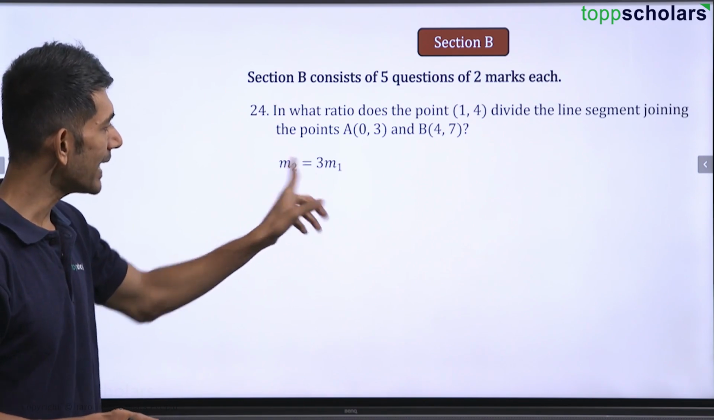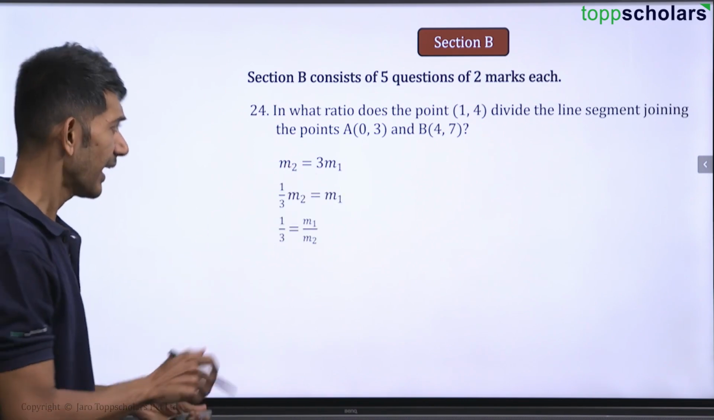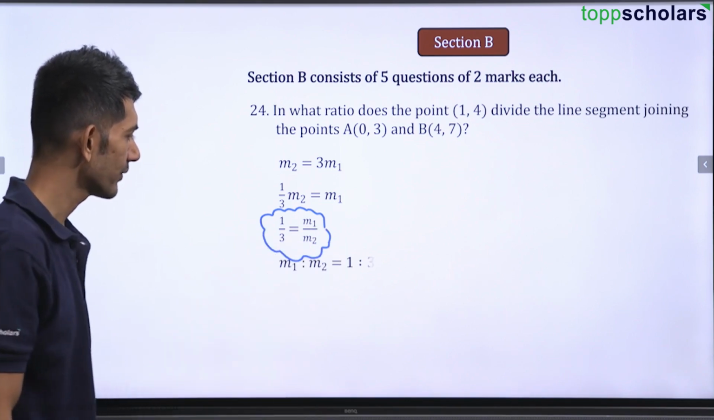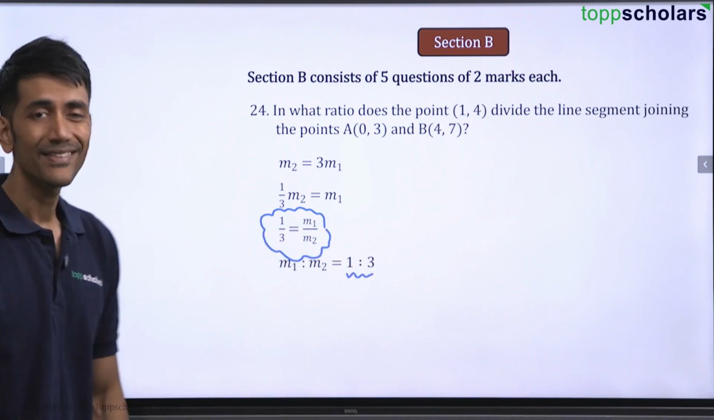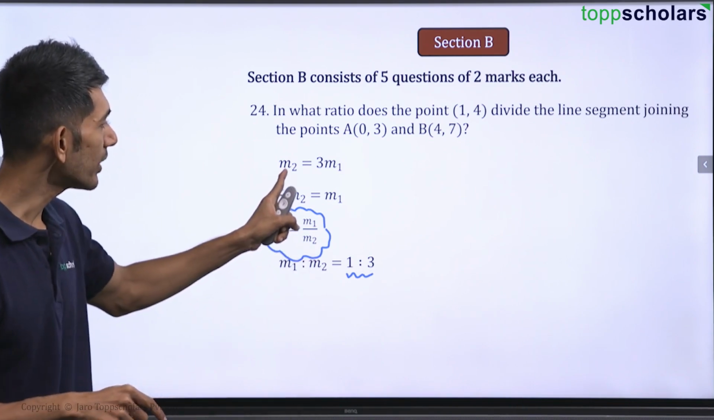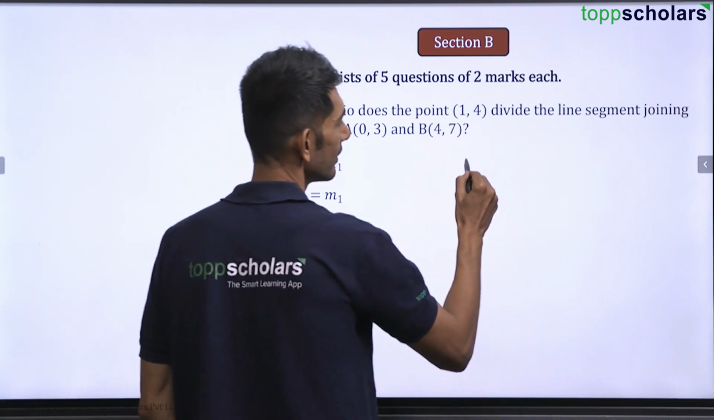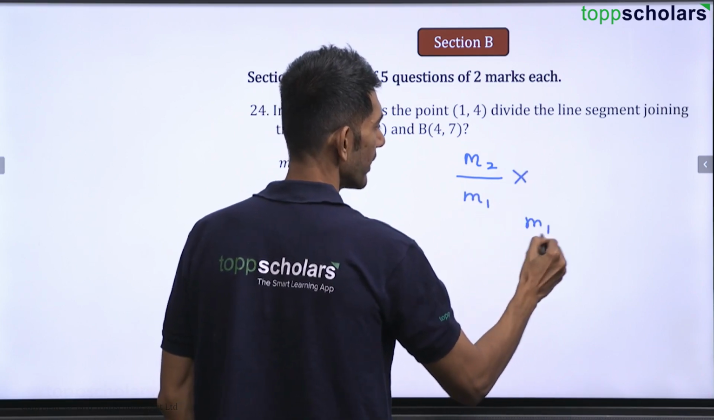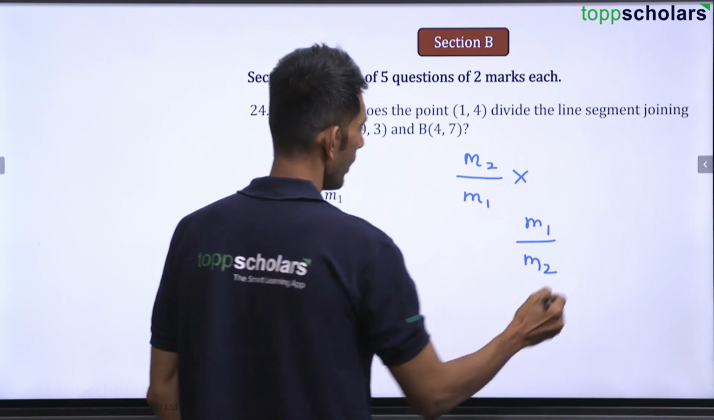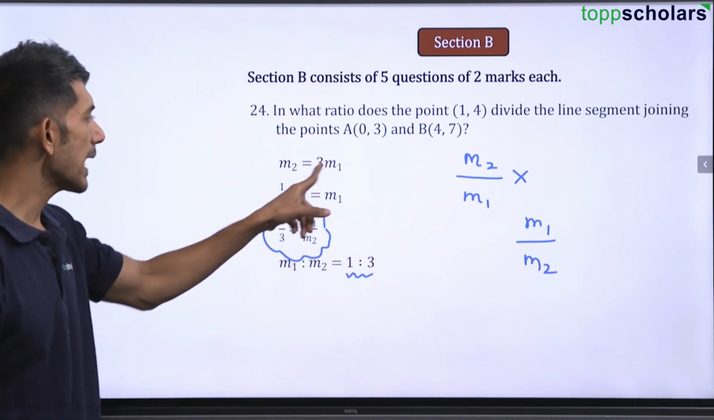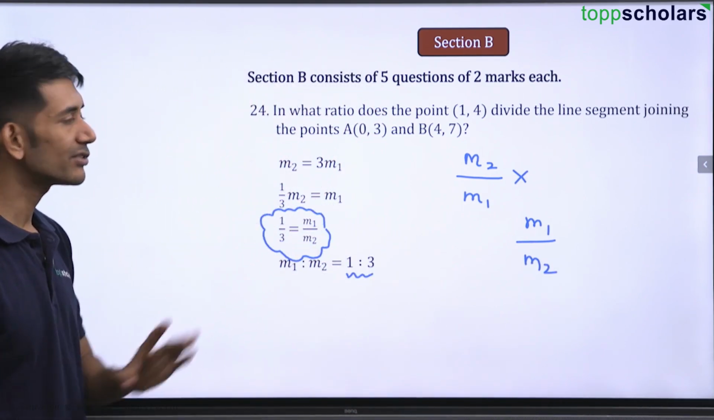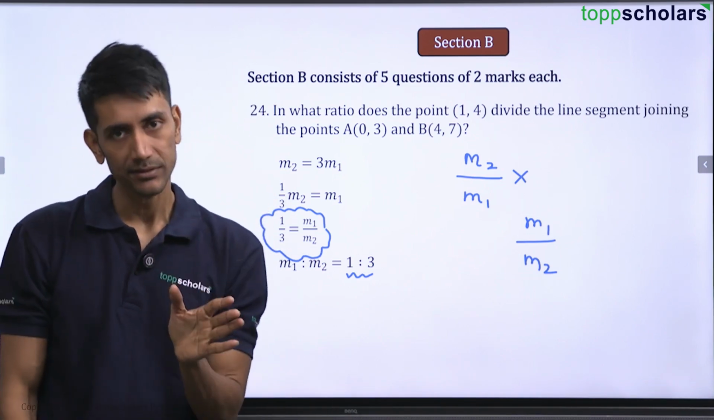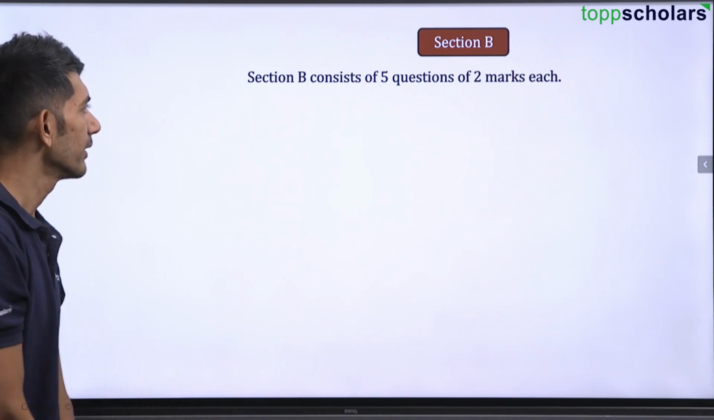So m1 by m2 will be 1 by 3, correct? And that is the ratio, that's it, you got the answer. The ratio is 1:3. Always remember, when they are asking you the ratio, don't take m2 by m1. It's always m1 by m2. Most of the children take m2 by m1 as 3, so they say 3:1 is the ratio. No, first is m1, then is m2. Order matters here, right?